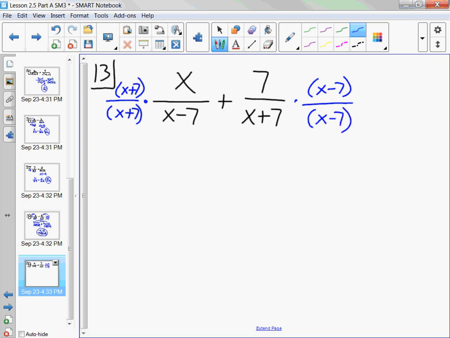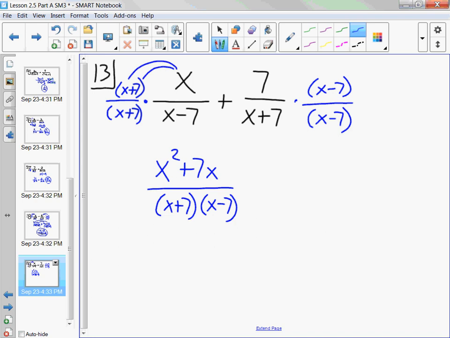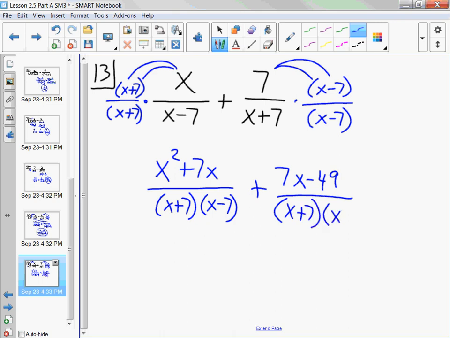So on the left side, I have x squared plus 7x over x plus 7 times x minus 7. All I did is I distributed that x to both terms. And on the right, I have 7 times x and 7 times negative 7. That makes 7x minus 49 all over x plus 7 times x minus 7. So I have my common denominators. I just need to combine like terms.